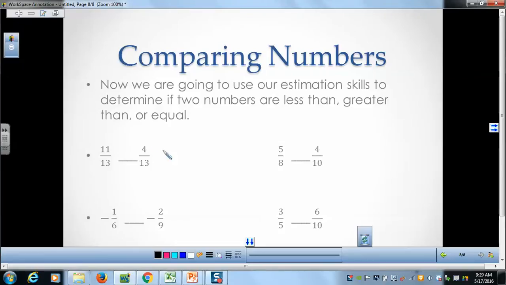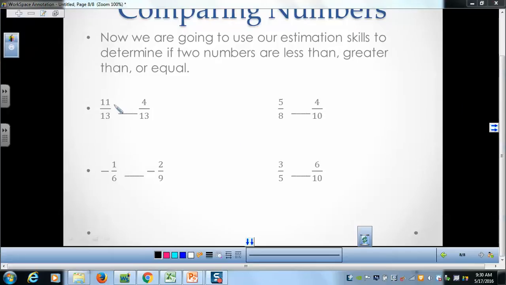So now when we look at this, we're going to have some fractions here. When we look at fractions, the denominators are telling us what type of pieces we have. So these are 13ths. Now this is 11 13ths and this is 4 13ths. So if we cut a pizza into 13 pieces and I ate 11 out of the 13, and somebody else did the same thing to their pizza, but they only ate 4 out of 13 pieces, who ate more pieces? It's definitely this person ate more of the pizza, 11 13ths. So we would say 11 13ths is greater than 4 13ths.